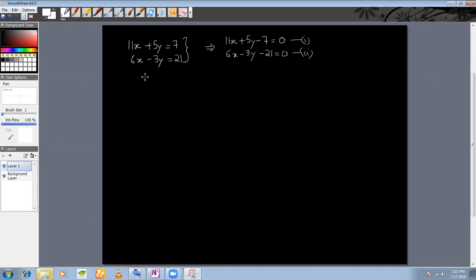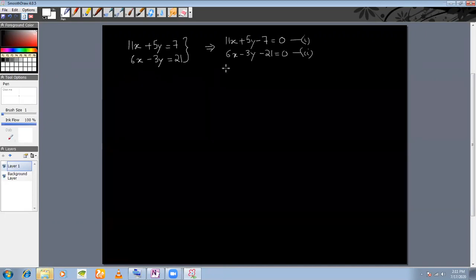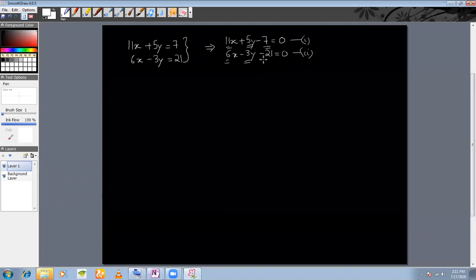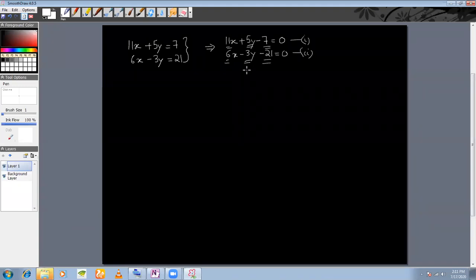Now, in order to solve by cross multiplication method, I first look at the coefficients. The coefficients of x are 11 and 6, the coefficients of y are 5 and minus 3, and the constants are minus 7 and minus 21. There is a certain alignment in which I arrange the coefficients. Now, what is the alignment? The alignment is that we start with the coefficient of y.